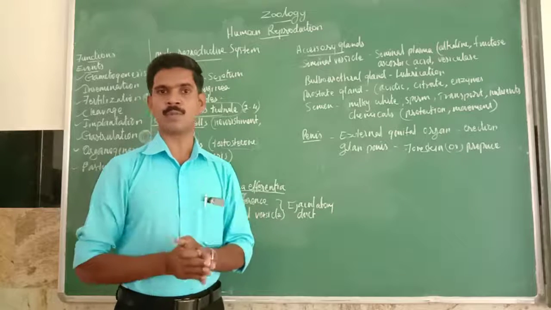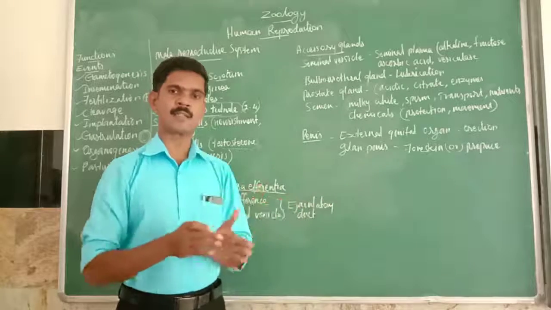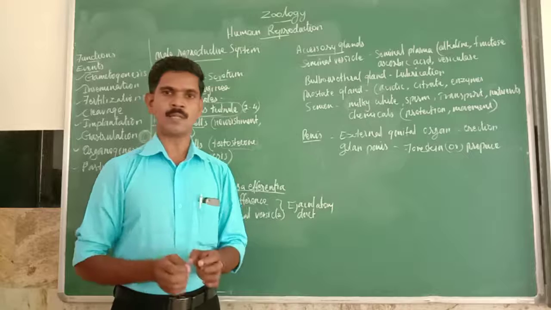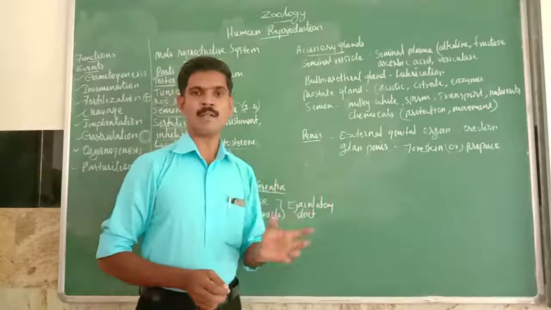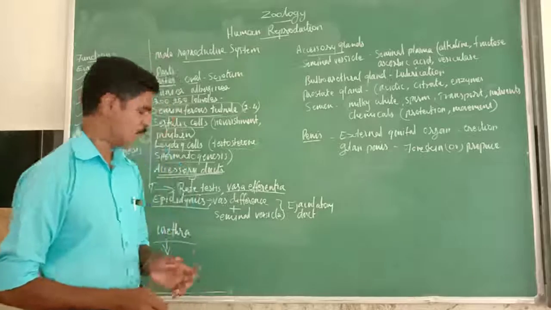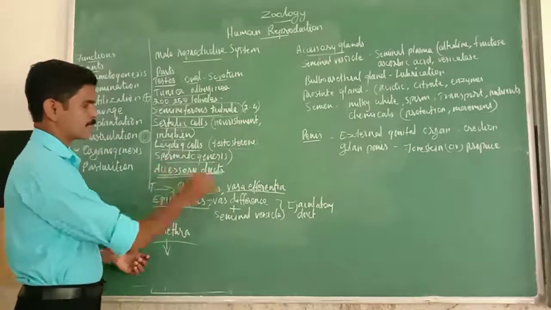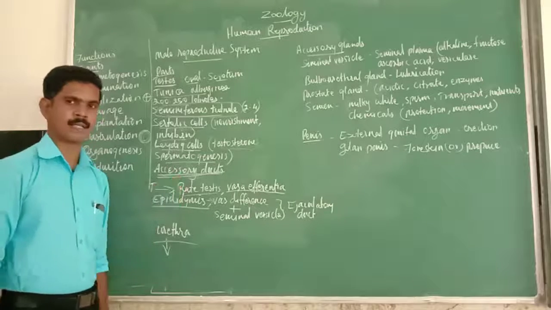Both are not joined together like that. The urine is coming at one time and the sperm is coming out at another time. Through this urethra only, both sperm and urine pass at different times. Understand? So this is the structure of the accessory duct. Now we have completed the accessory duct.